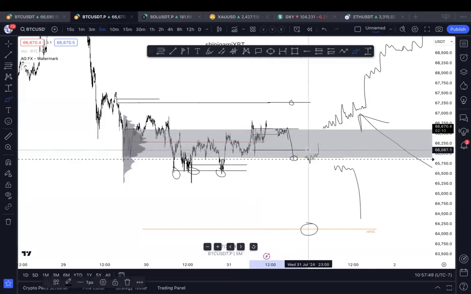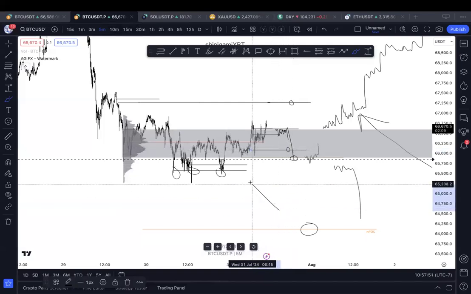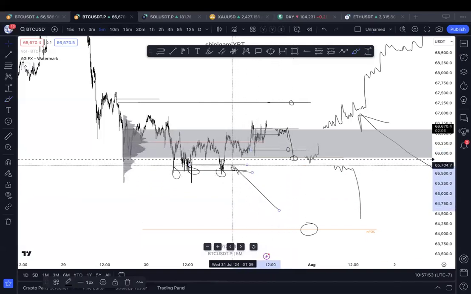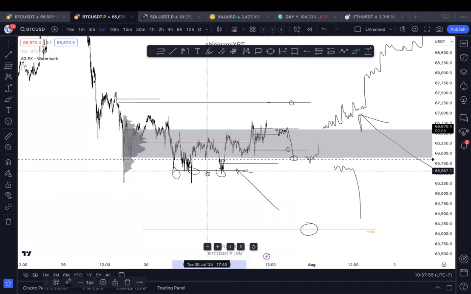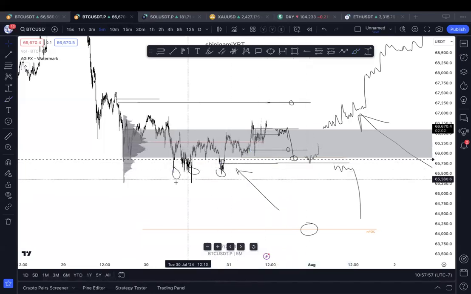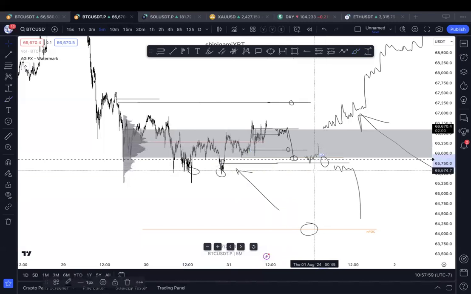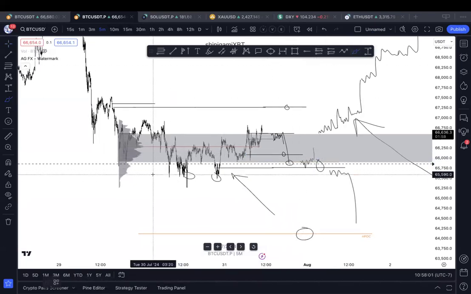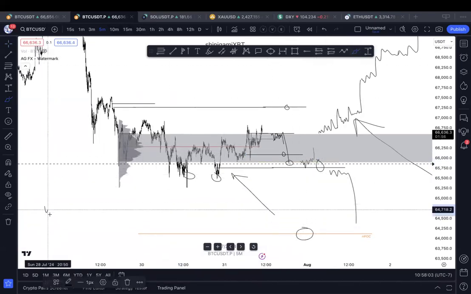And the reason why it may not hold the low here is because we have a POI that's sitting here, which has not been tapped. If I could just extend this here. So this is a POI which has not been tapped. So it's likely that it could potentially do an inducement. And what is an inducement really?